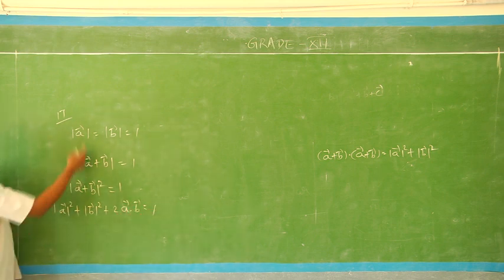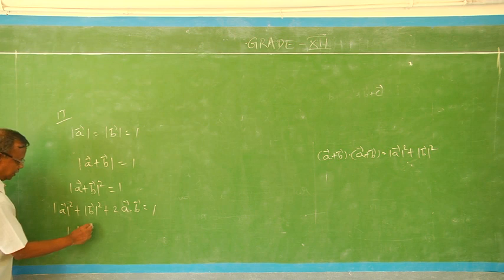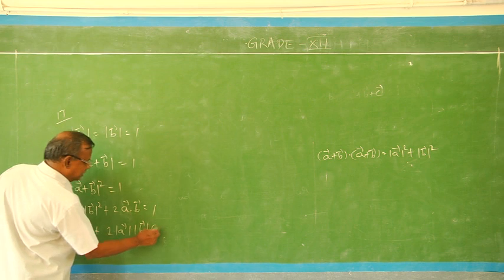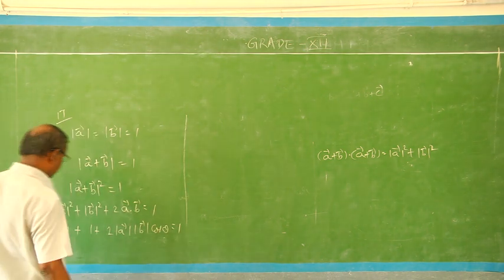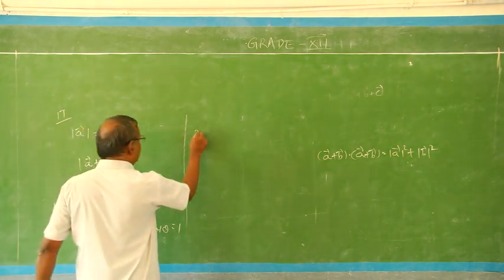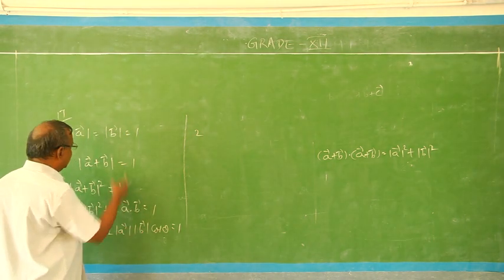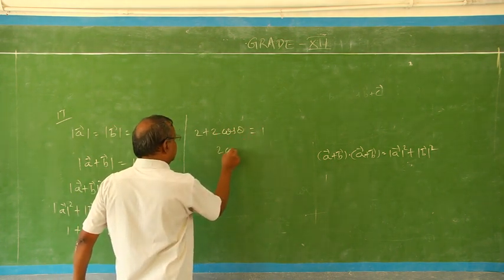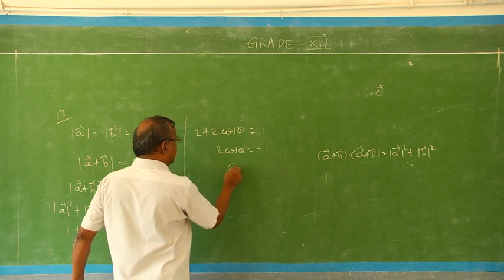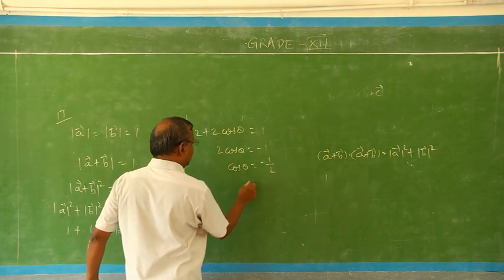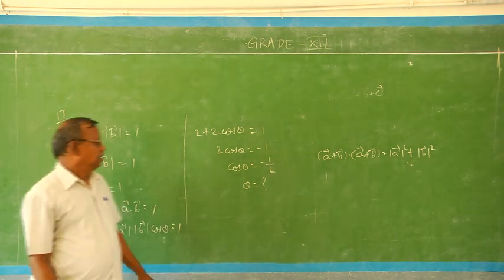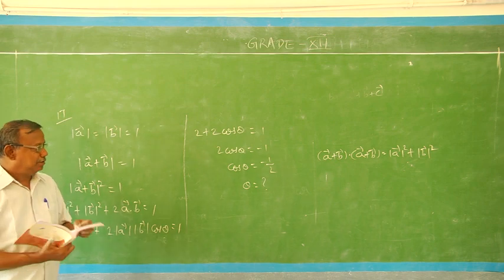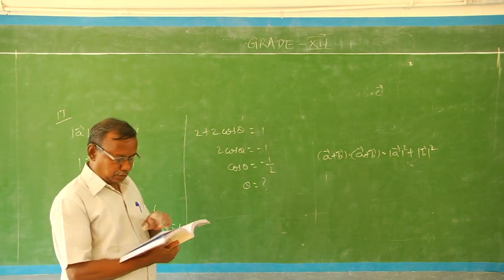So modulus of A vector square equal to 1 because it is a unit vector, and 2 into modulus of A vector into modulus of B vector into cos theta equal to 1. So 1 plus 1 is 2. So 2 into modulus of A vector 1, modulus of B vector is also 1: 2 plus 2 cos theta equal to 1. 2 cos theta equal to minus 1. Cos theta equal to minus 1 by 2. You know what is the value of theta. In the second quadrant only the cos value is negative. Therefore you can find the value. So choose the appropriate answer.